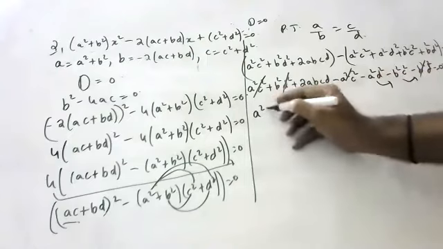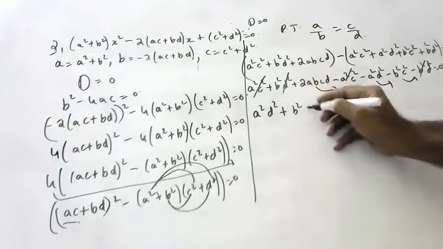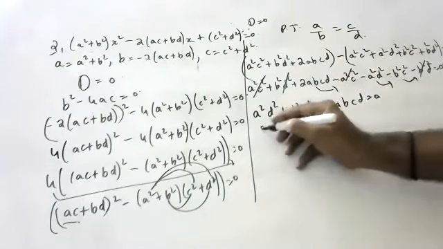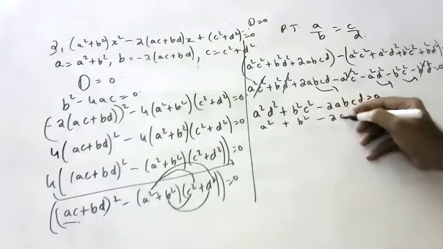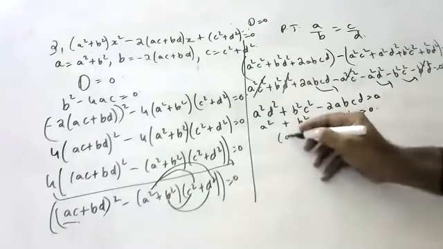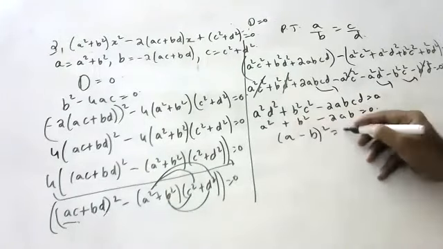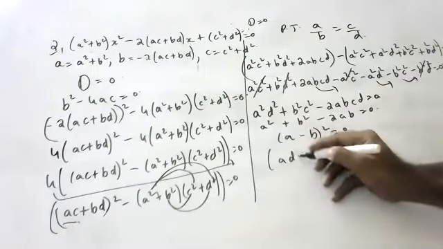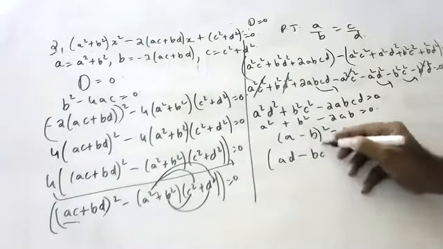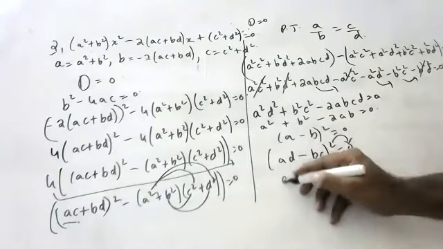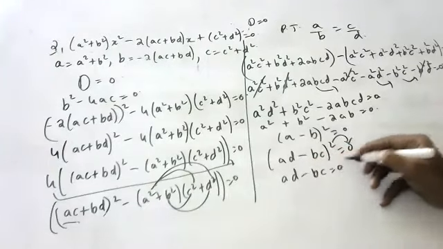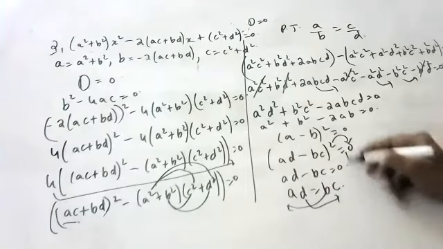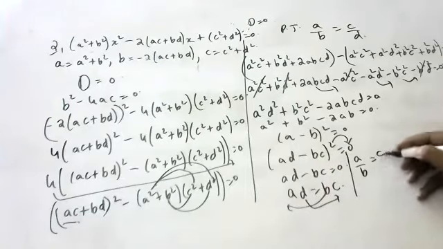Tell me: a²d² + b²c² − 2abcd = 0. This is of the form a² + b² − 2ab, which is (a − b)². Who is a here? ad. Who is b here? bc. So (ad − bc)² = 0. Square root that side. Minus bc is equal to 0. ad is equal to bc. a by b is equal to c by d.